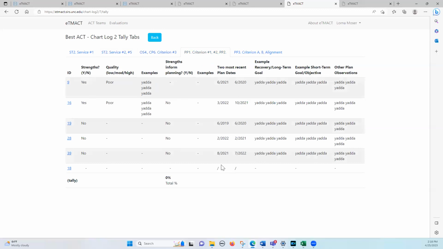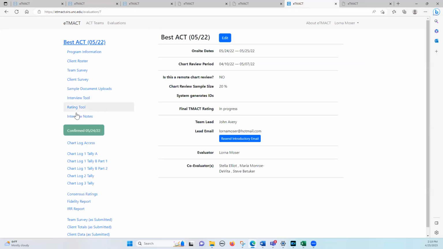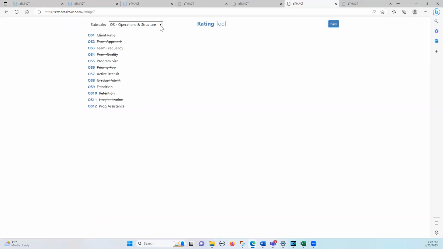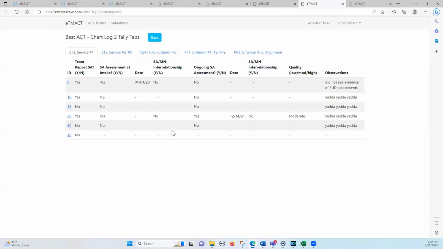Of course, this is partially filled out. We'd hope it'd be fully filled out, but this demonstration only filled in pieces of it. And then PP3 is the life domain. And this is pretty quantitative data that gets calculated and used to rate the items. So if we looked over at that item in the rating tool, that data would populate over here. And when you're in the rating tool, you have easy ways to jump right back over to the log.